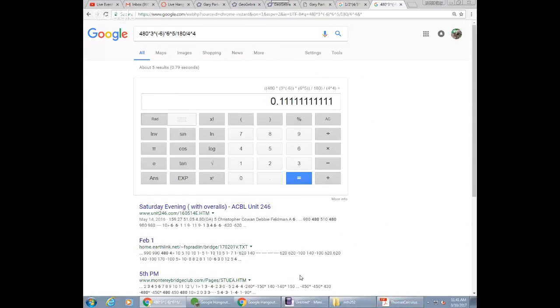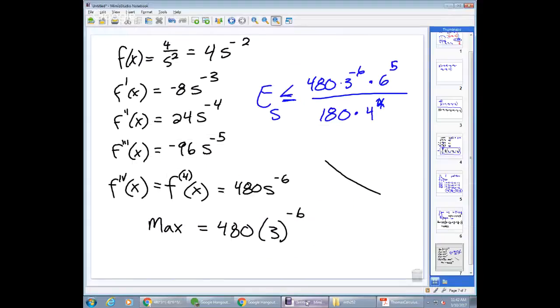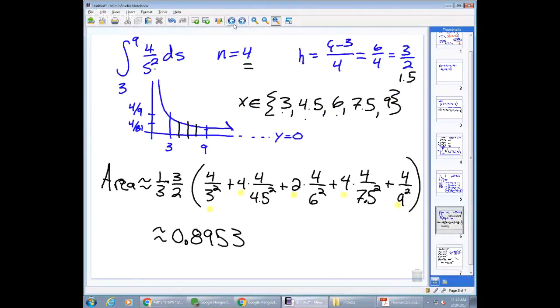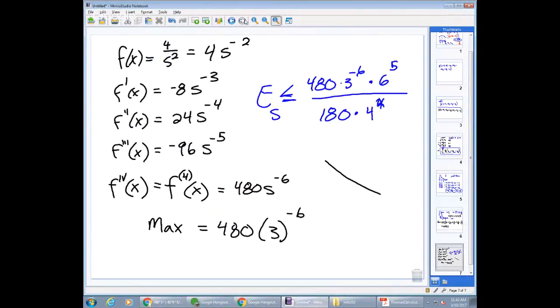So our answer is within that, right? So it could be that much lower, or the answer could be that much higher. Yeah, no, it was 0.8953, I think it was. So let's see. Yeah, 0.8953. So what we can say based on this error analysis, let me just write this in there.